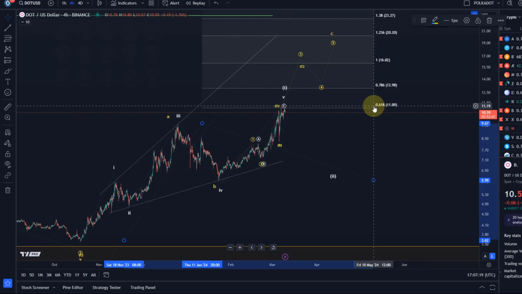The next level above that is basically $13. It's the 78.6 extension. It holds a lot of relevance, but obviously the golden ratio, the 61.8 level, is maybe even a little bit more relevant. That means a break above the $11 level should send the price in a fairly straight fashion to $13 next. And above that level, we have $16 as the next milestone target. The $16 level is very important because that's the 100% extension level.